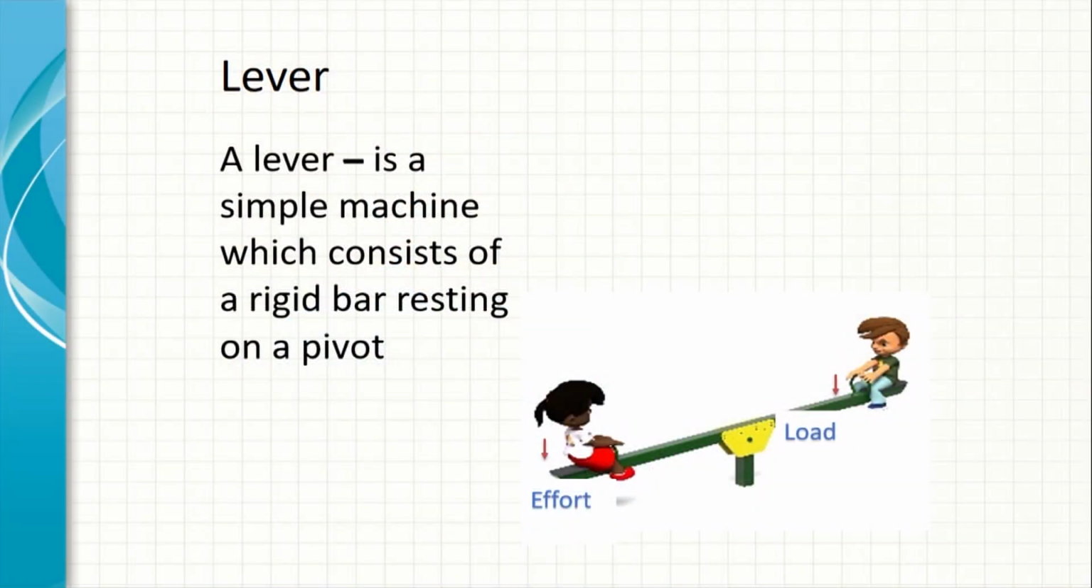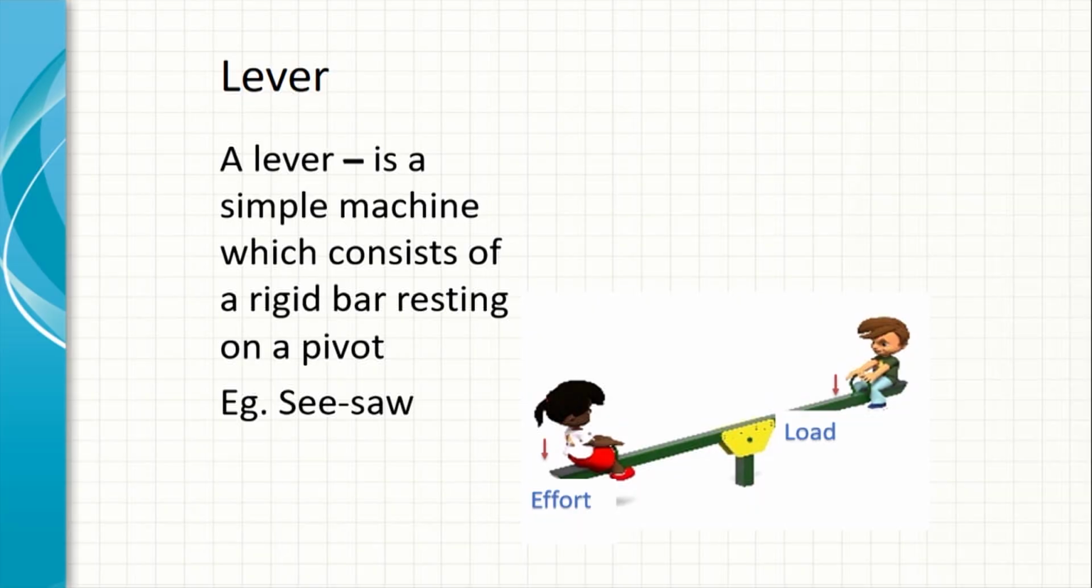And the part where it swings about in the middle is called the pivot. Sometimes you would hear another word called fulcrum. So we have words in science. We have load and we have effort. And that would tell us about the direction of the forces and where they go. The example that we are most familiar with would be a seesaw.